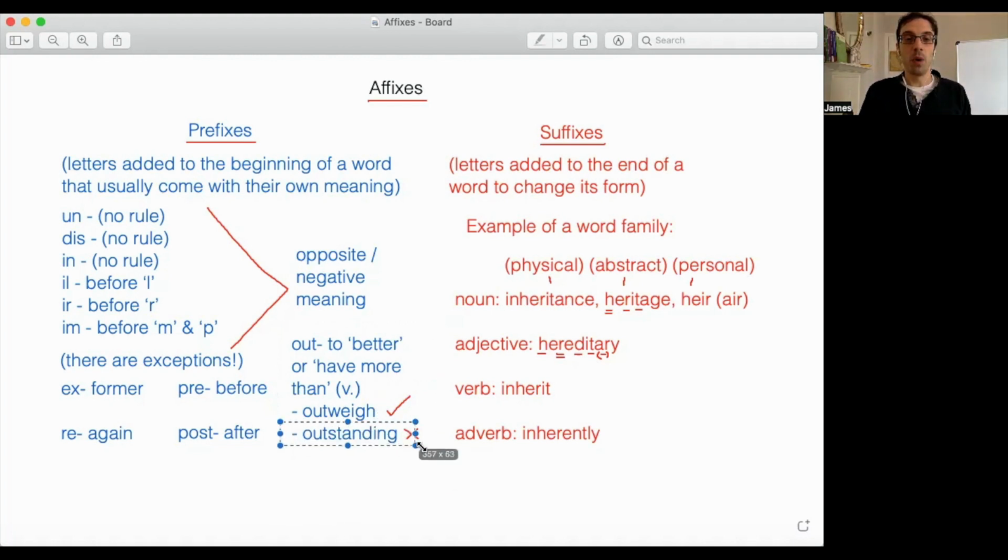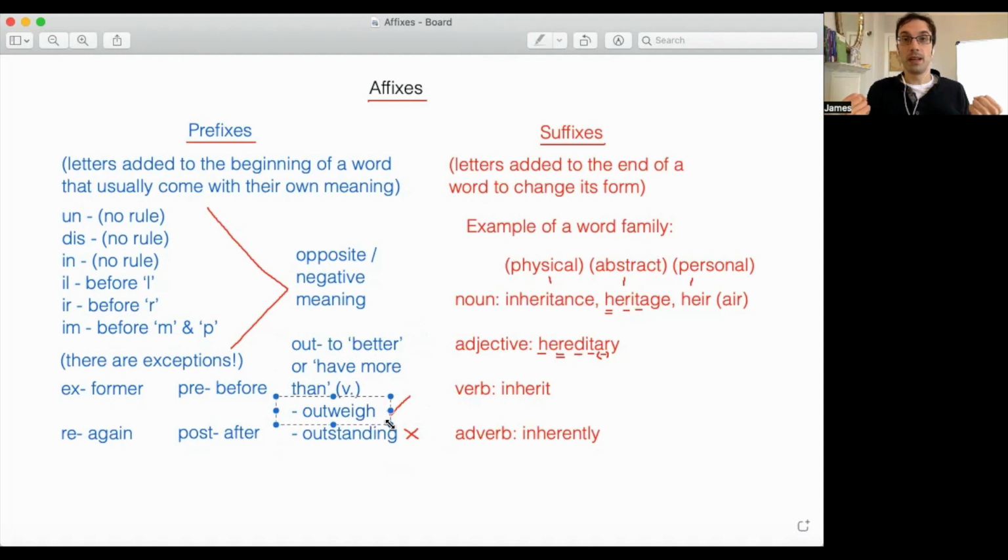There's nothing wrong with the word outstanding, but it doesn't come into this particular prefix. So the prefix out is only used with verbs, okay? And outstanding here is an adjective, so it doesn't fall into the rule. So the prefix out means to better or have more than, okay? And I've got an example of the word outweigh, so to weigh more than.